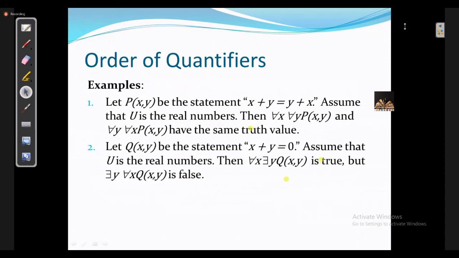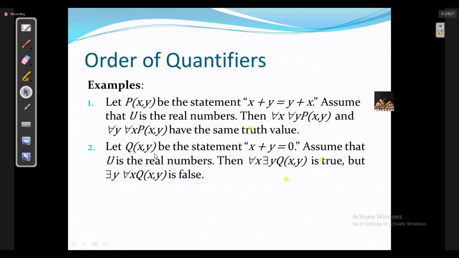Okay, see here, see the order. Let P of x comma y be the statement x plus y is equal to y plus x. Assume that the domain is the real numbers, then for all x, for all y, P of x y, and for all y, for all x, P of x y have the same truth values. Replacing the order of for all x, for all y is not a problem. In both cases, the truth value is the same.